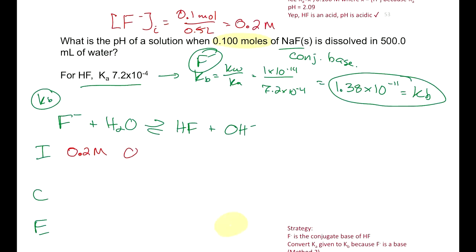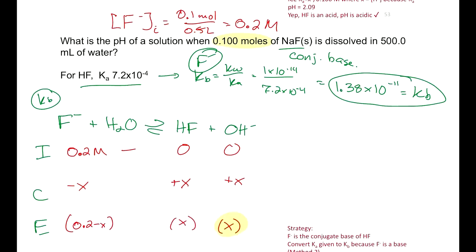I don't want an amount. There we go. 0, 0. Okay, so there's our initial conditions. Which way does this reaction have to go? Has to go forward, so minus x, plus x, plus x. Am I just ignoring water? It's not in the equilibrium, but it's still there. It's still being consumed a little bit. I just don't care about it. All right, so then add up our columns. So at equilibrium, we have 0.2 minus x of F minus, x of HF, and x of hydroxide.